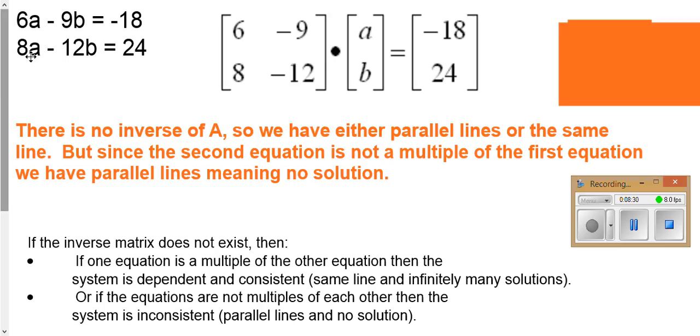So if one of these equations is the exact multiple of the other one, you then have the same line. If these equations are not exact multiples of each other, then they are parallel lines or different lines, and you would have no solution. And if they were the same line, they'd be dependent and have infinitely many points in common.